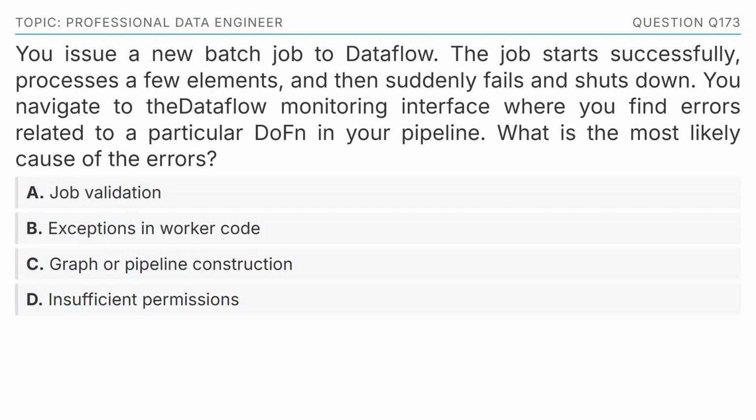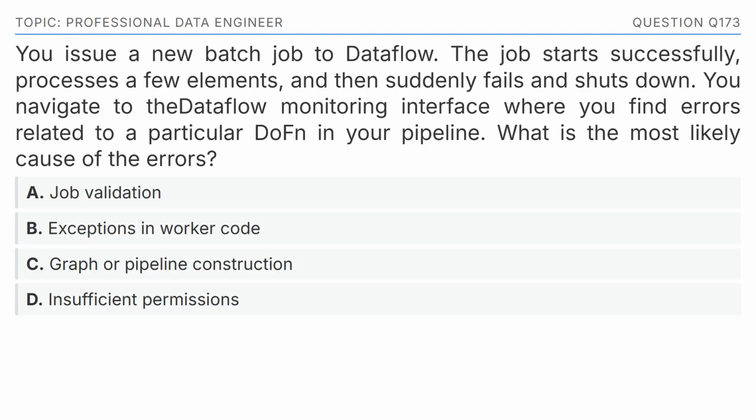You issue a new batch job to Dataflow. The job starts successfully, processes a few elements, and then suddenly fails and shuts down. You navigate to the Dataflow monitoring interface where you find errors related to a particular DoFn in your pipeline. What is the most likely cause of the errors?